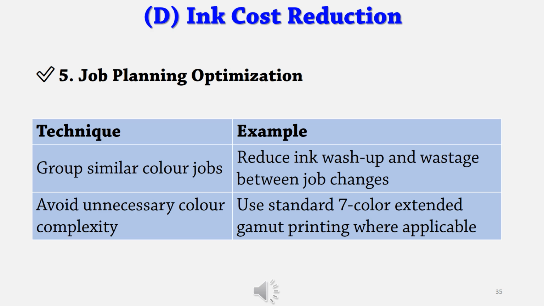Job planning optimization will also help you to save ink. Group similar color jobs to reduce ink wash up and wastage between job changes. Avoid unnecessary color complexity. Use standard 7 color extended gamut printing where applicable.